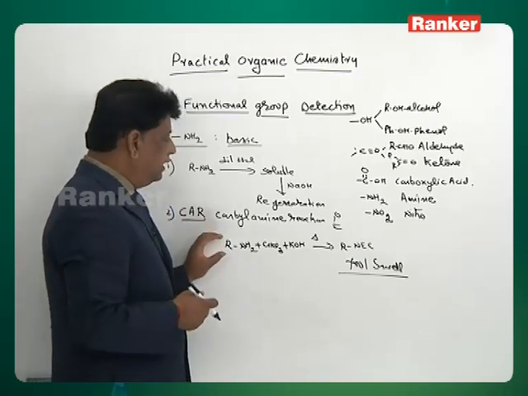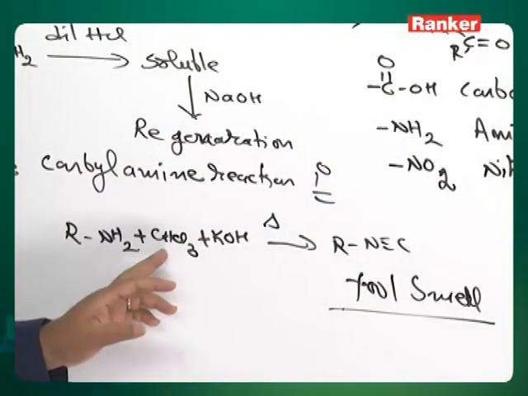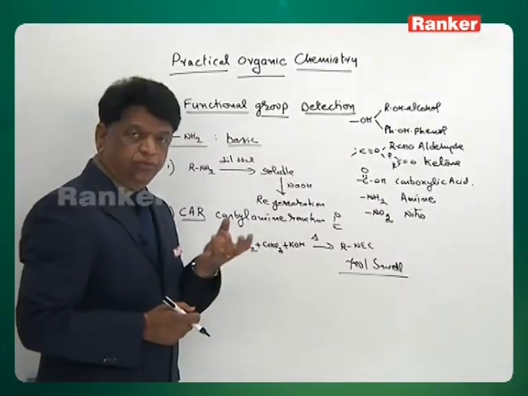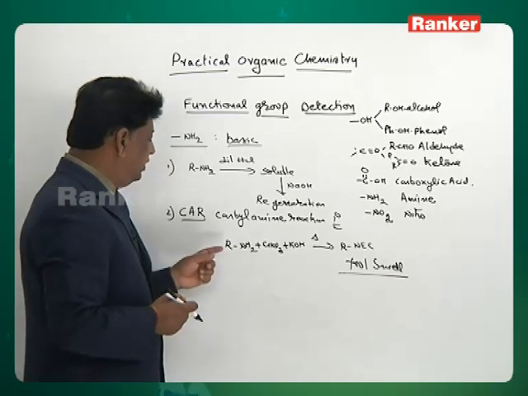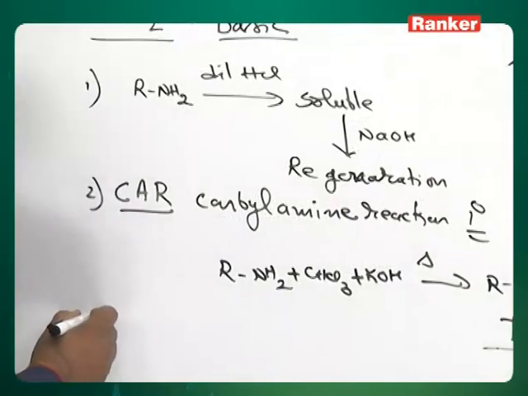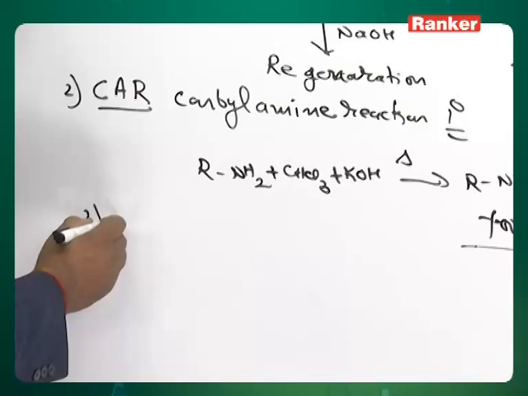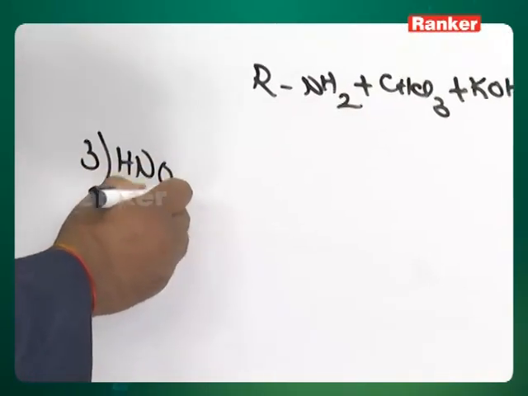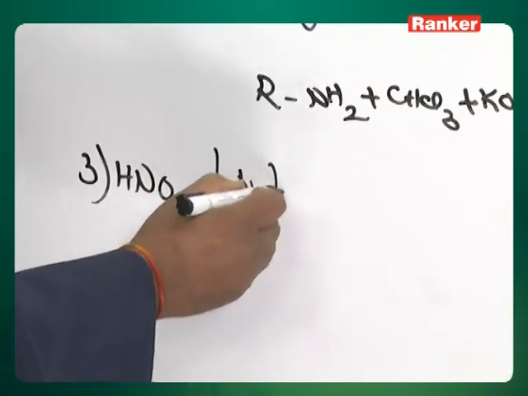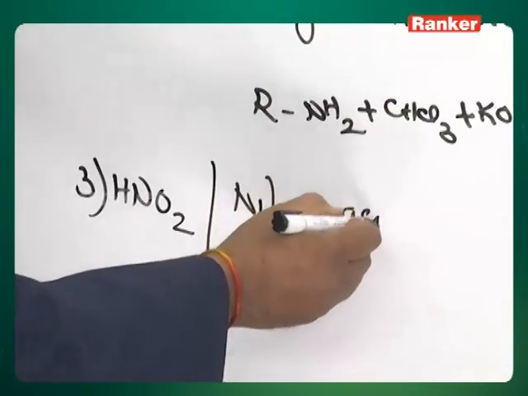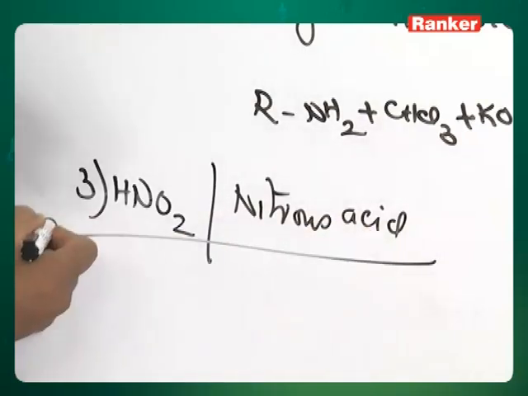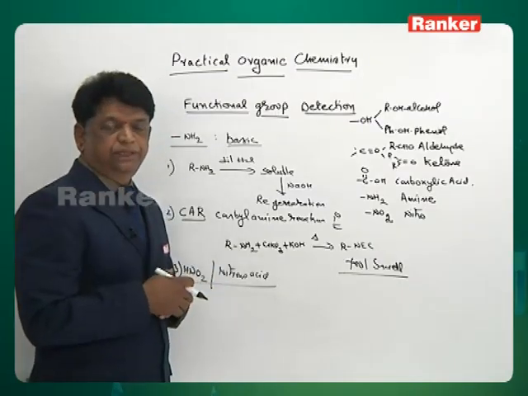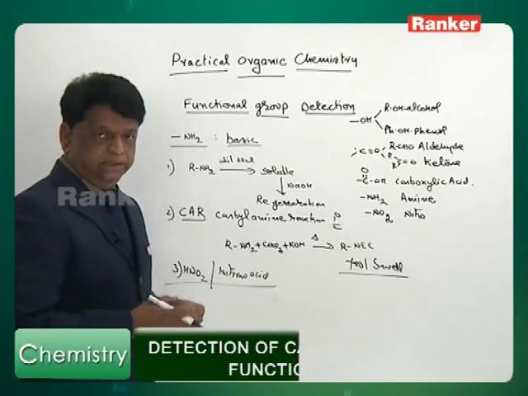So, 1 degree amines can be tested with a mixture of chloroform and KOH, boiled. Isocyanide formation gives this foul smell. This becomes a very good test. However, there is another reaction with NaNO2 or HNO2, nitrous acid. The nitrous acid has a slightly complicated reaction with different types of amines. Within the amines also the reaction differs.